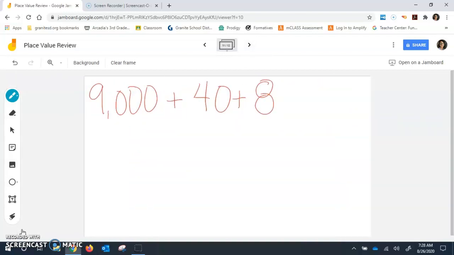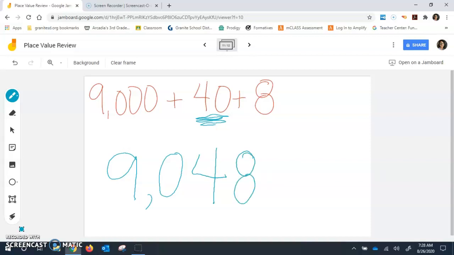Same with this one. However, there's only 3 numbers here, and we have our 9 starting in the thousands place. So I know I'm going to start with 9,000 plus 40. Whoa, I'm out. This only has 2 digits and this is in the tens place. So I need to hold my place value here in my hundreds place with a 0 to represent that there's no hundreds in this number. So then we have 40 and 8.